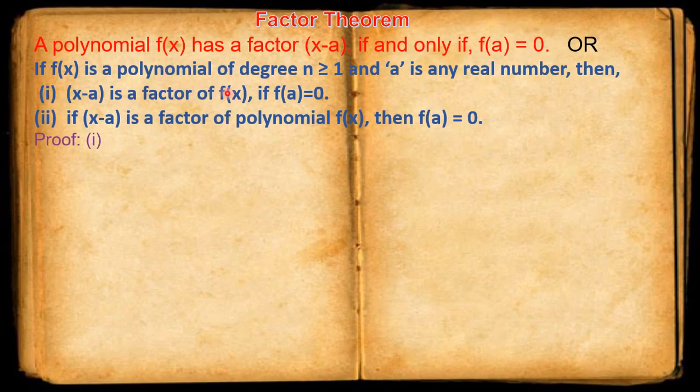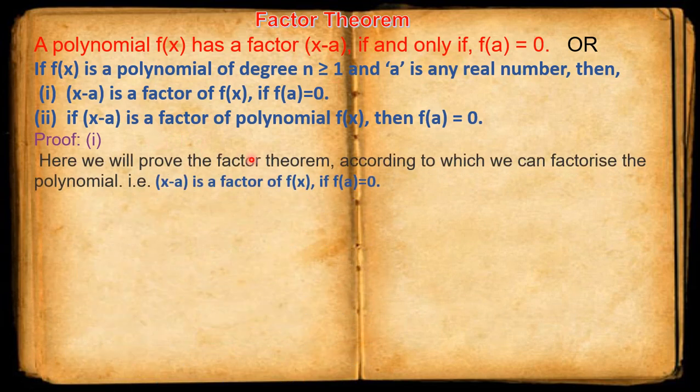So this is the statement of the theorem, and we can also write it in another form: a polynomial f of x has a factor x minus a if and only if f of a is equal to 0. That means if x minus a is a factor, then f of a is equal to 0, and if f of a is equal to 0, then x minus a is a factor. So vice versa, both will hold. So let's prove the first part. x minus a is a factor of f of x if f of a is equal to 0.